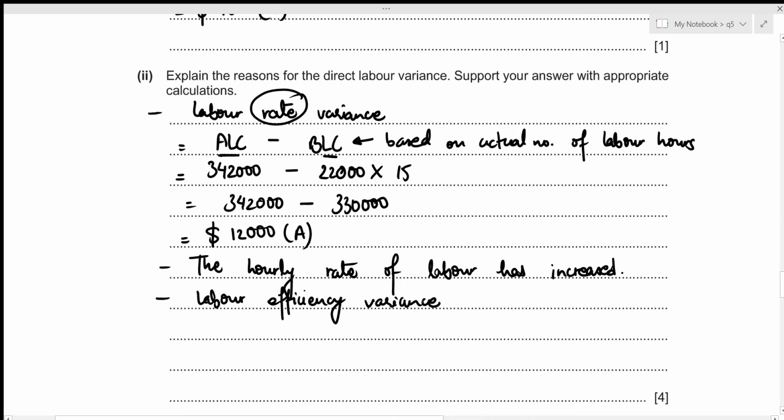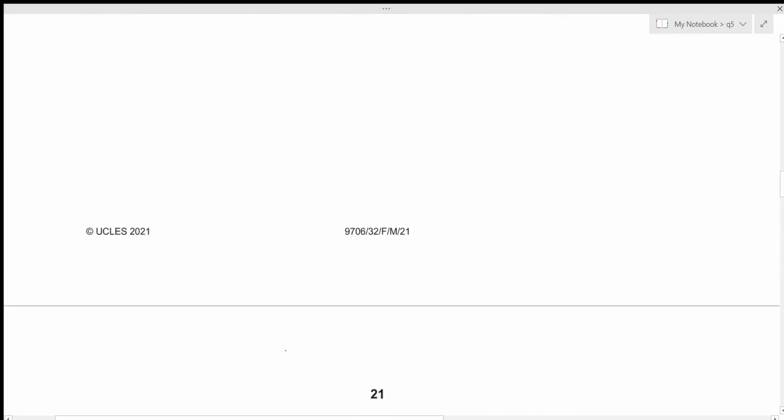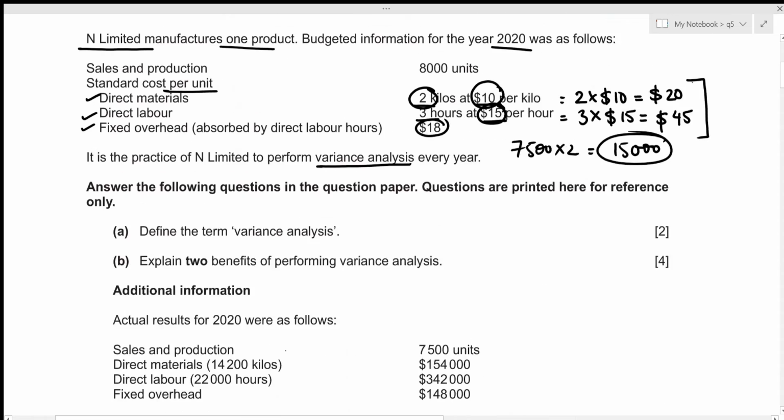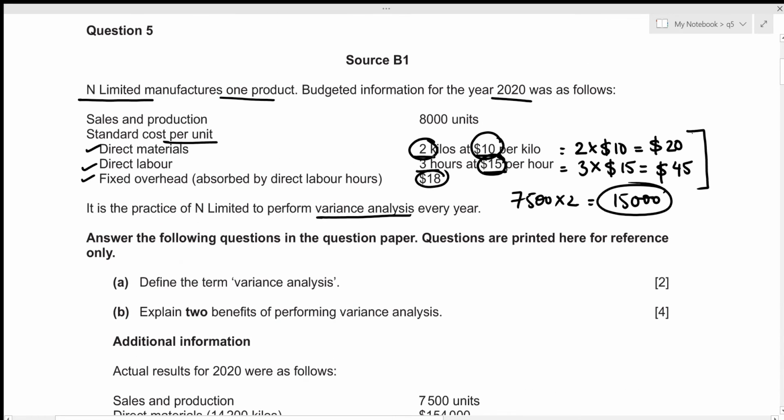Now this is similar to our material uses variance. So in this case, we are just going to subtract the actual labor hours and budgeted labor hours, and we are just going to multiply it with the budgeted rate. All right, so we have our actual labor hours to be 22,000, right? And we need to subtract our budgeted labor hours. Let's have a look above. But this budgeted labor hours will also be based on the actual number of units. So we can see that each unit requires 3 hours, and we have our actual production units to be 7,500. So the total budgeted direct labor hour would be 3 times 7,500, which results in the value of 22,500. Let's write it down.